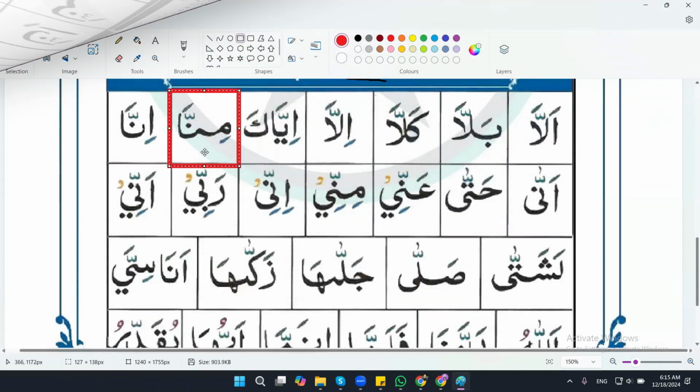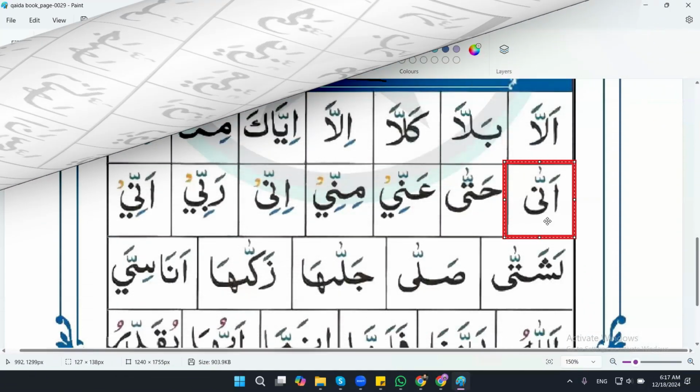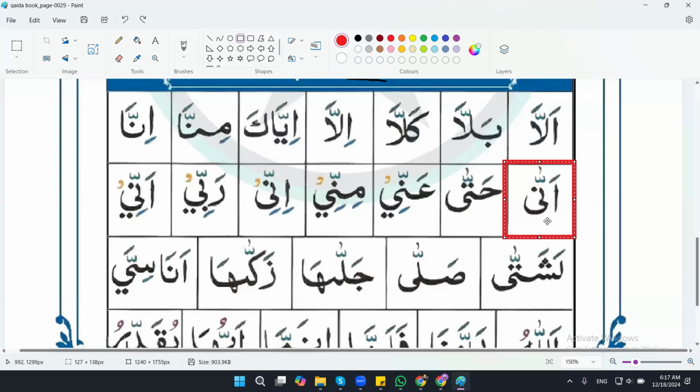Next. Bala. Very good. Next. Mina. Excellent. But remember, yesterday I also told you that whenever noon or meem has a Shad sign on it, we do ghunna, which means we hide our voice in our nose. So it will be minna. The noon has standing fatha on it, so we have to stretch it for 2 seconds.